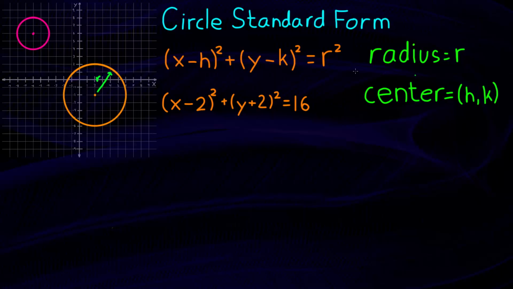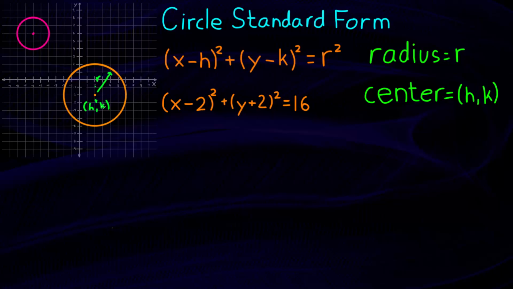And then h and k is the center. So h is going to be the x value and k is going to be the y value. So this is the center right here. That's a tiny arrow, maybe you can see it. And so this is the form that we want. This is the standard form of an equation for a circle, and we're given this graph.